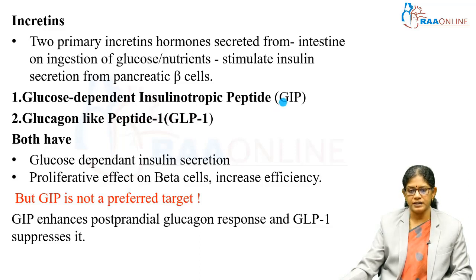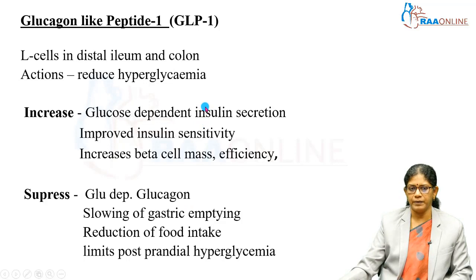The main reason is that GIP enhances the postprandial glucagon response. That means after meals, it increases glucagon secretion. If glucagon is secreted, naturally that will increase the blood sugar level. So the required effect we are aiming for won't be obtained. Therapeutically, we are using this GLP-1 group of drugs. We are concentrating on GLP-1, and the analogs and agonists of GLP-1 are commonly used in the form of drugs. So, glucagon-like peptide, GLP-1 analogs.